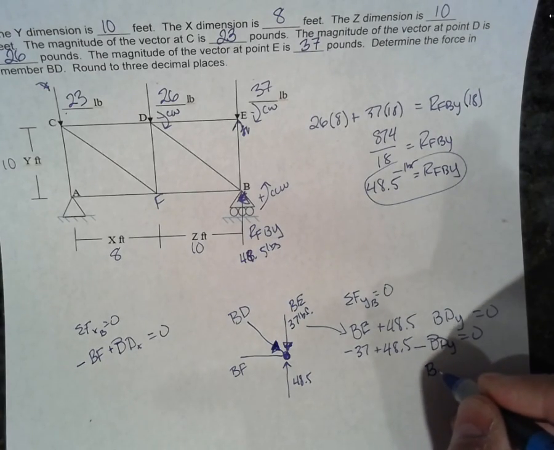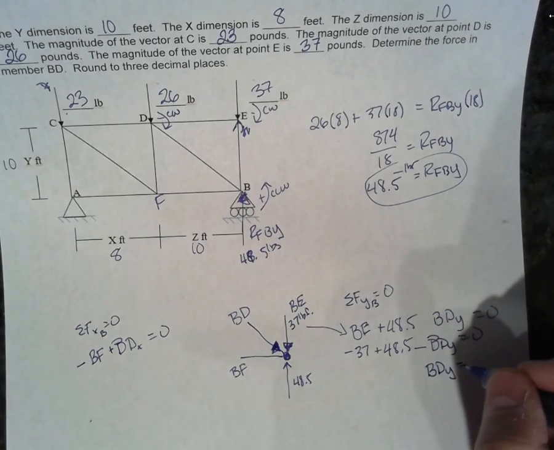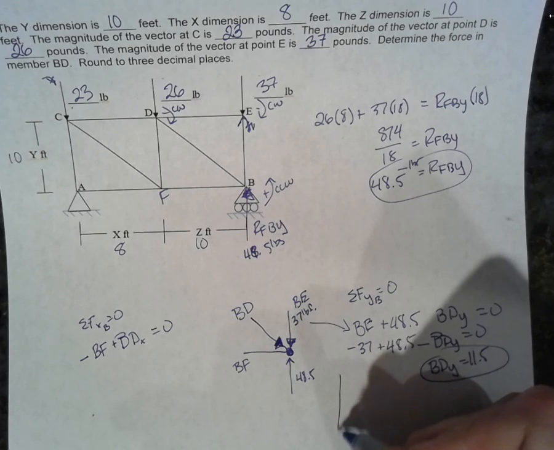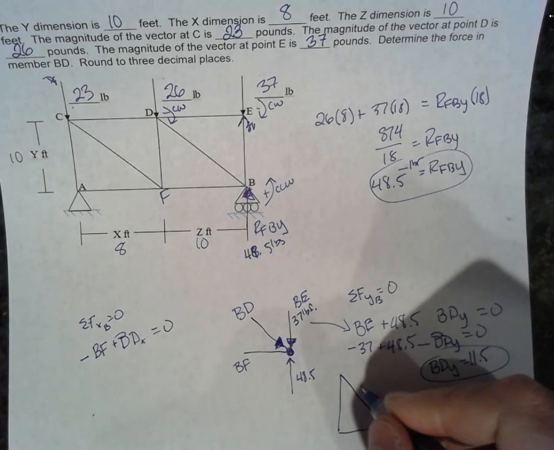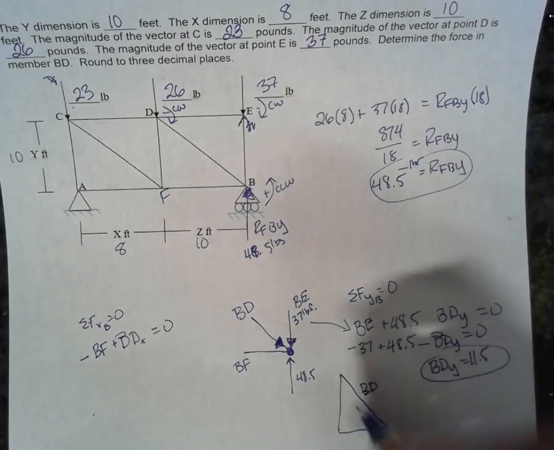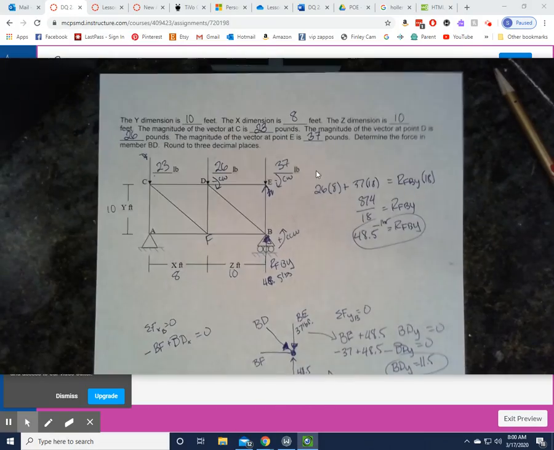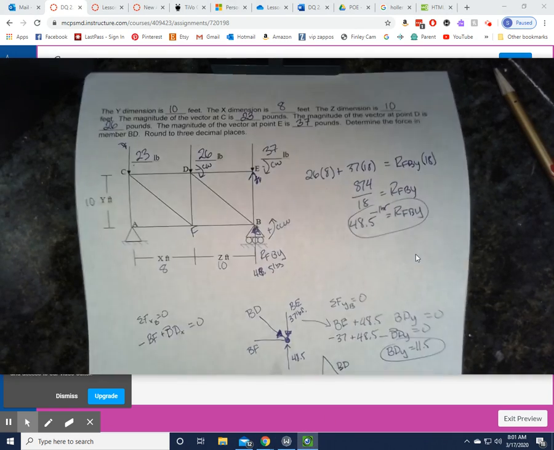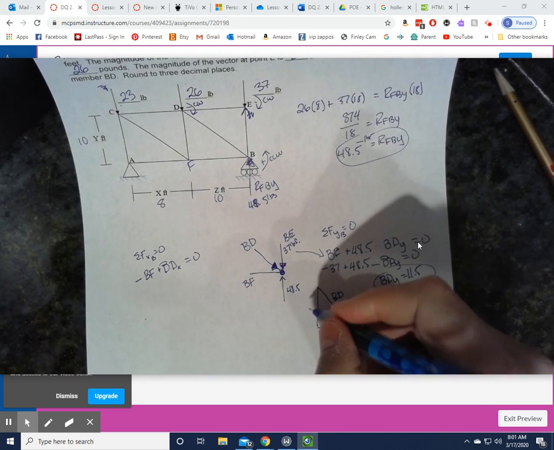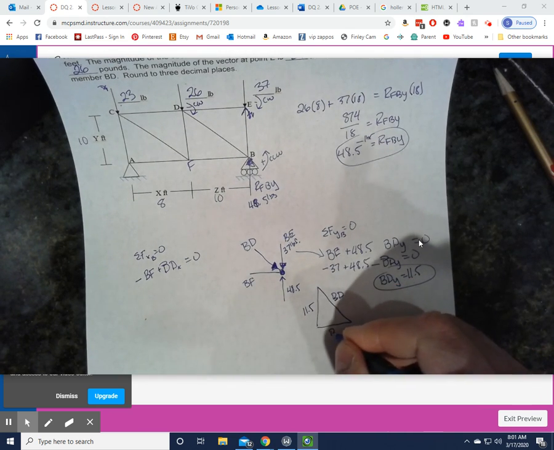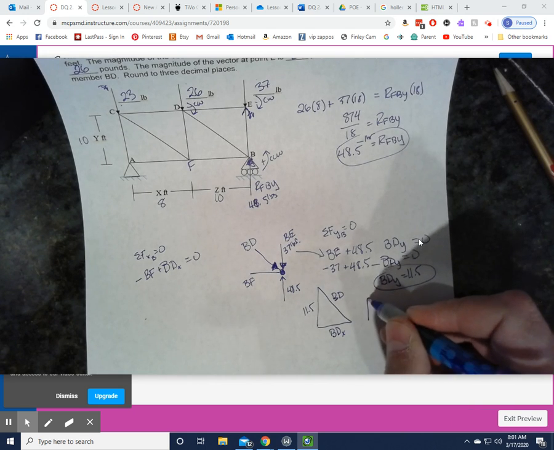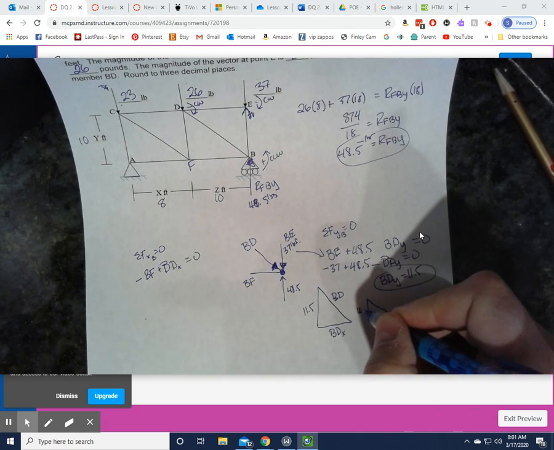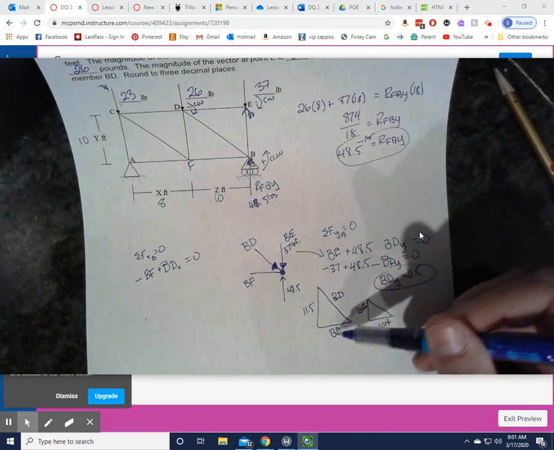So I can solve this to figure out that BD in the Y is 11.5. All right. And if I know that BD is this, and in the Y direction, I just want to check and make sure I haven't run out of time yet. All right, looks like we're in good shape still. BD in the Y is 11.5, but we don't know BD in the X. I'm going to use similar triangles, and we got a 10 foot by 10 foot. So how much is BD in the X going to be?